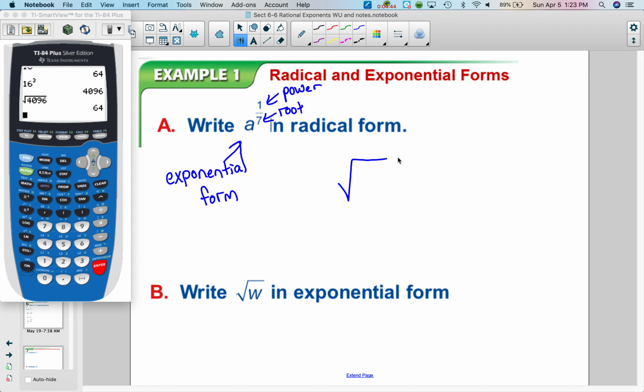So we just get the 7th root of a. And that would be your answer. You can put the 1 there if you want to, but you don't need to. And then to write the square root of w in exponential form, if you want to put a little 2 there, you can.